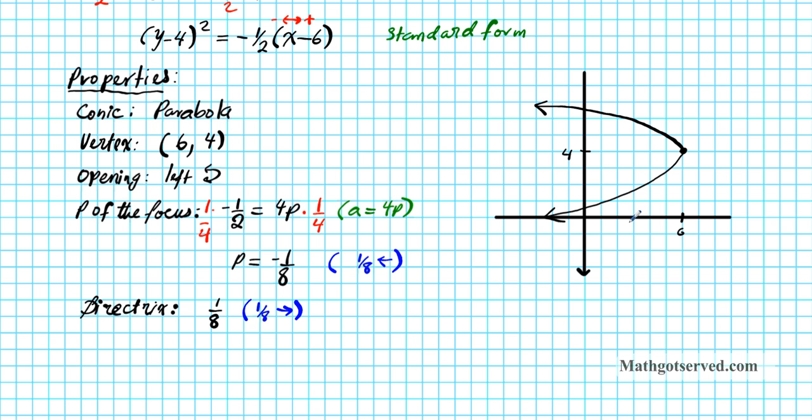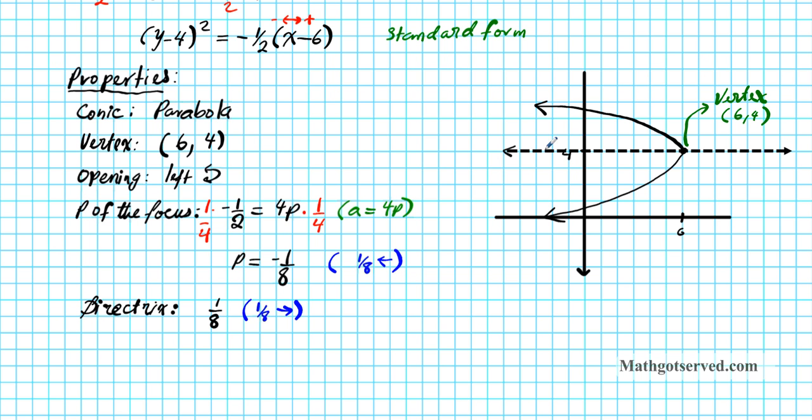Okay, now let's go ahead and label our parabola. Let's start off by labeling the vertex. This is the vertex right here, and the coordinates of our vertex are (6, 4). I like to draw the axis of symmetry because that line contains the focus and the vertex. So that line right there that divides our parabola into two congruent curves is our axis of symmetry.